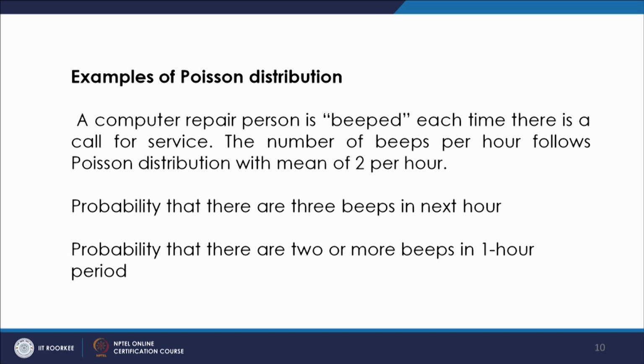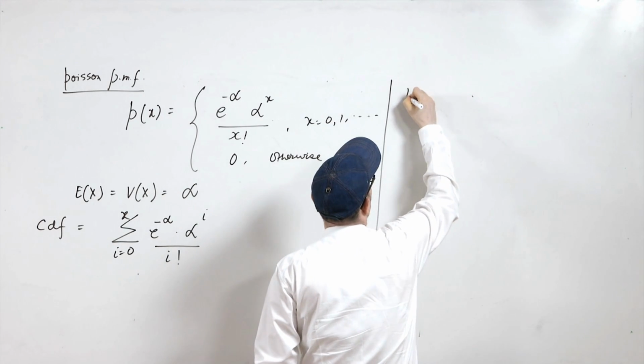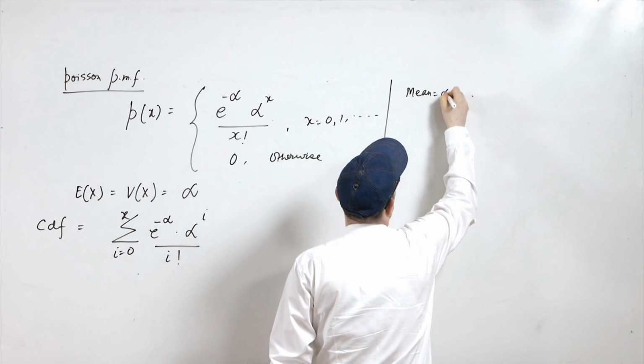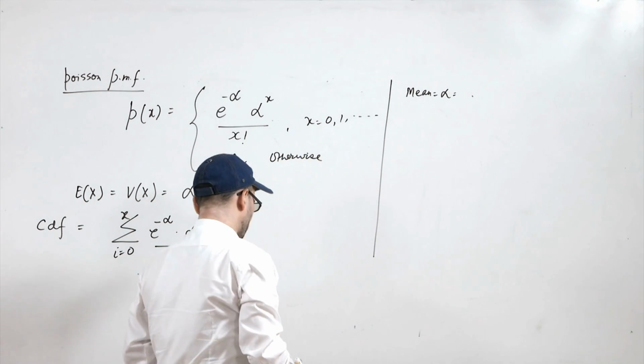Now, let us take an example of a Poisson distribution problem. A computer repair person is beeped each time there is a call for service. The number of beeps per hour follows a Poisson distribution with a mean of 2 per hour. So, the number of beeps per hour is on average 2 per hour. So, the mean alpha is 2 per hour.